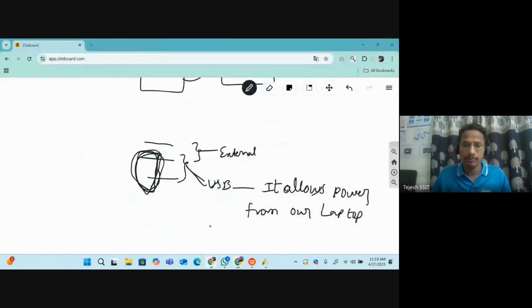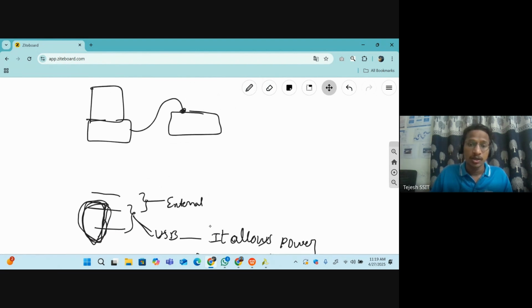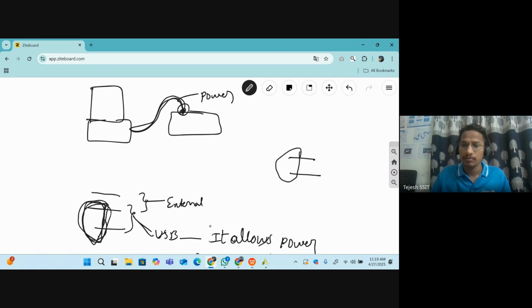Here we are connecting the cable, no? Here we can choose the USB, so they can allow the power in from our laptop. Here you can choose this external.